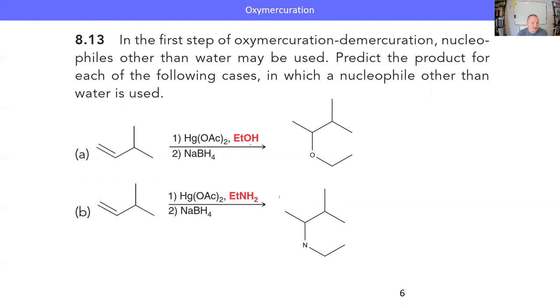And here's the last slide that I mentioned, but we didn't quite go over. If you use a nucleophile other than water, you don't add an OH group, just like with the acid catalyzed alcohol addition. If you use that mercury compound plus ethanol, you don't add an OH group. You go to the same position where you would be adding an OH group normally, but instead you add this ethoxy group.